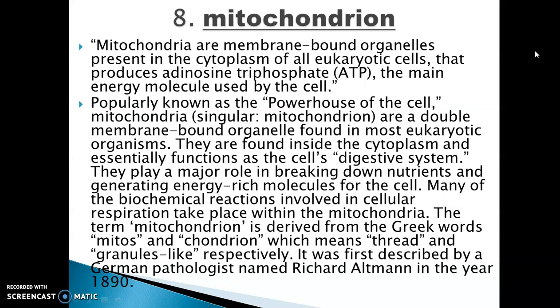Next is the mitochondrion. Mitochondria are membrane-bound organelles present in the cytoplasm of all eukaryotic cells that produce adenosine triphosphate, or ATP, the main energy molecule used by the cell. The mitochondrion, popularly known as the powerhouse of the cell. Mitochondria is plural and singular is mitochondrion, a double membrane-bound organelle found in most eukaryotic organisms. They are found inside the cytoplasm and essentially function as the cell's digestive system. They play a major role in breaking down nutrients and generating energy-rich molecules for the cell.